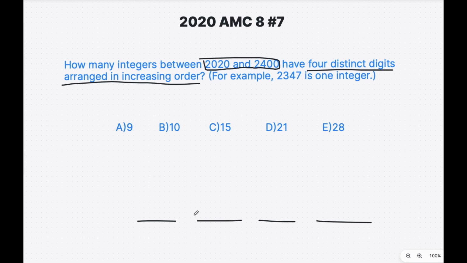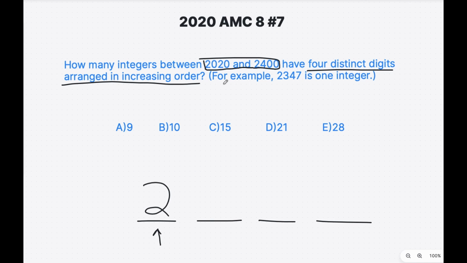And now I just like to decide which integers are certain, meaning they only have one possibility. So immediately I see that the thousands place only has one possible integer. That's 2, because the number has to be between 2020 and 2400. So that means the thousands place has to be 2.